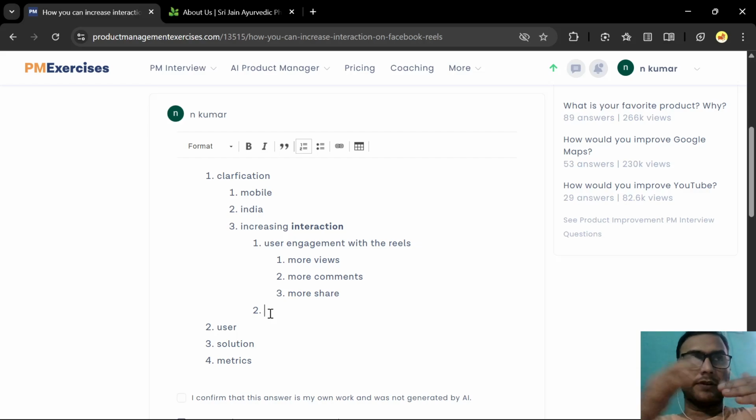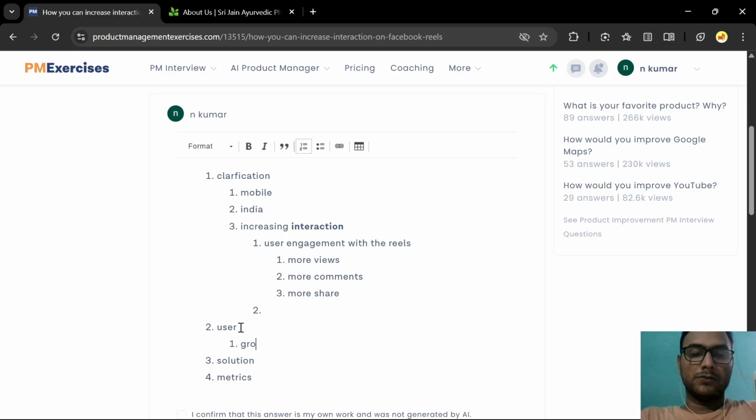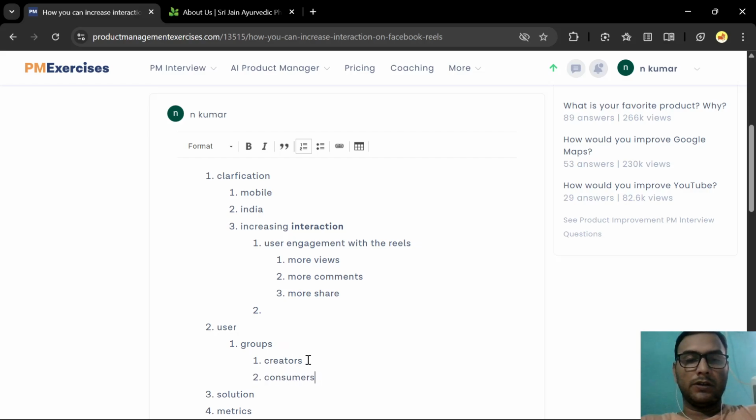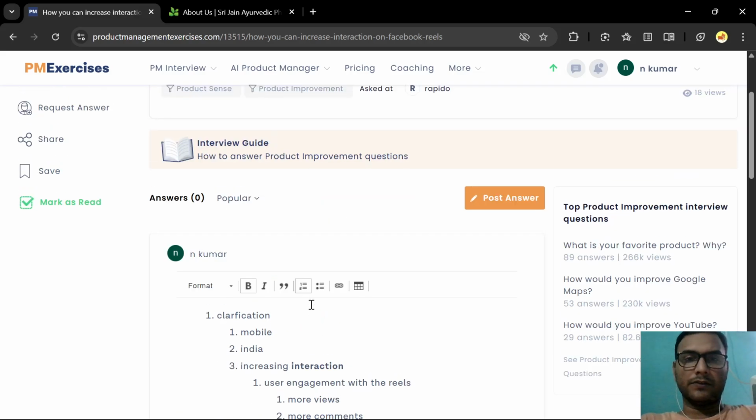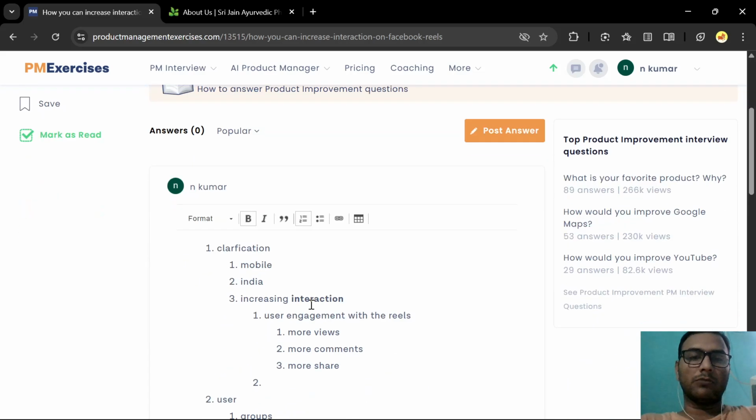And let us divide the different user groups, those who are on the platform. Mostly they are creators and then they are consumers, two groups. And we shall focus on the creators because they are the sole producers who produce the main content, the reels that we are talking about.